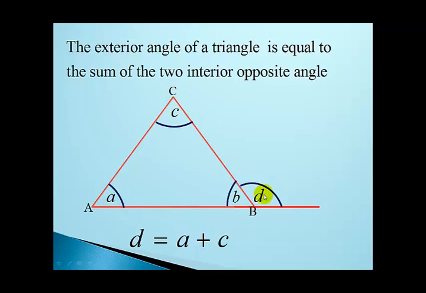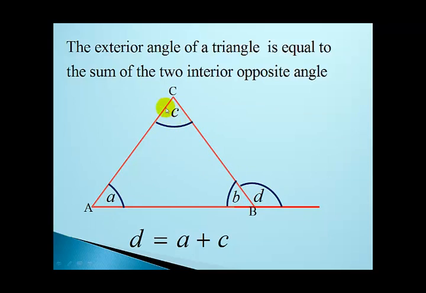And because D is outside the triangle, we say D is an exterior angle. Now, the exterior angle of a triangle is equal to the sum of the 2 interior opposite angles. When we consider the exterior angle D, the 2 interior opposite angles are C and A.